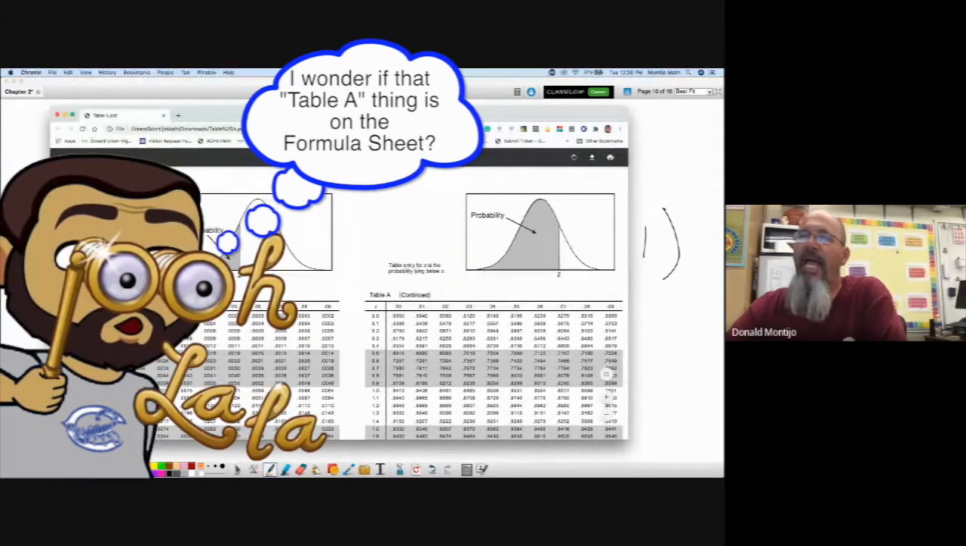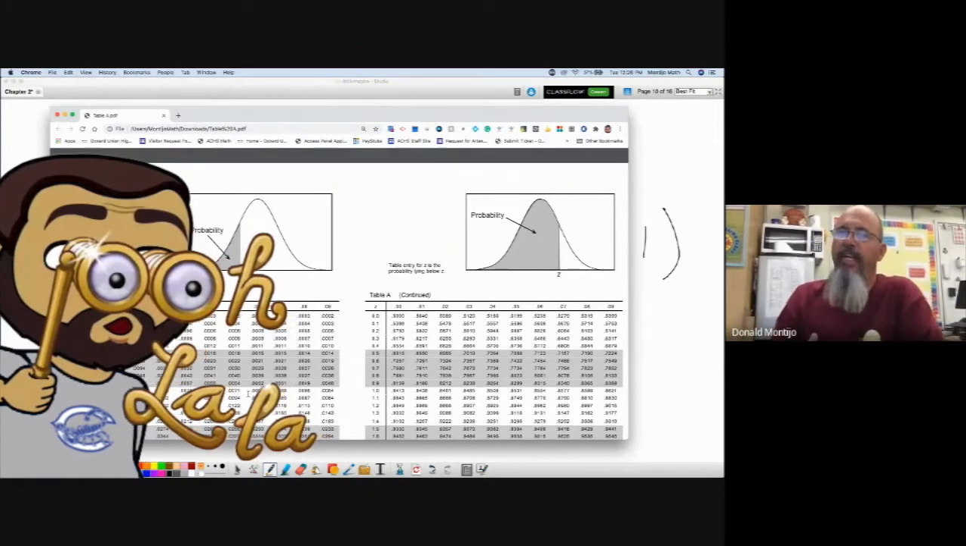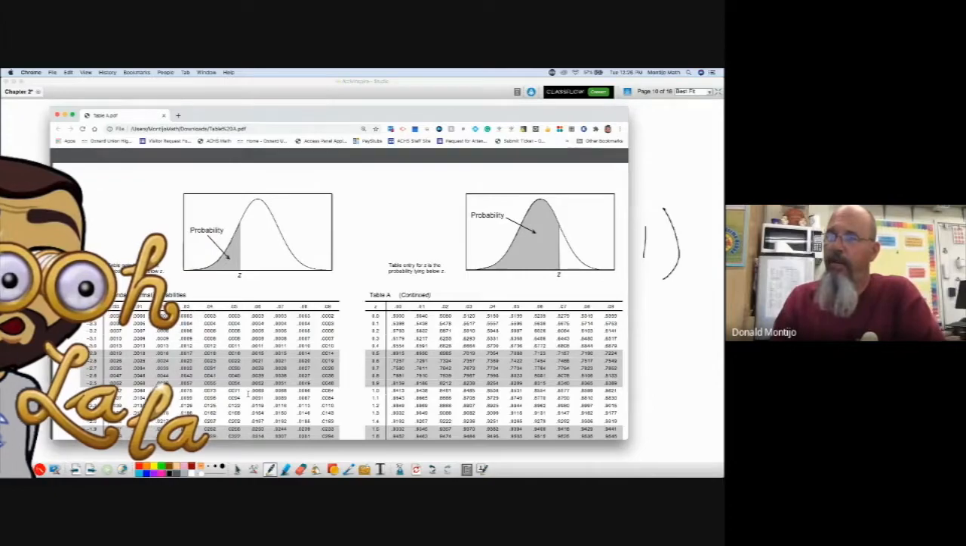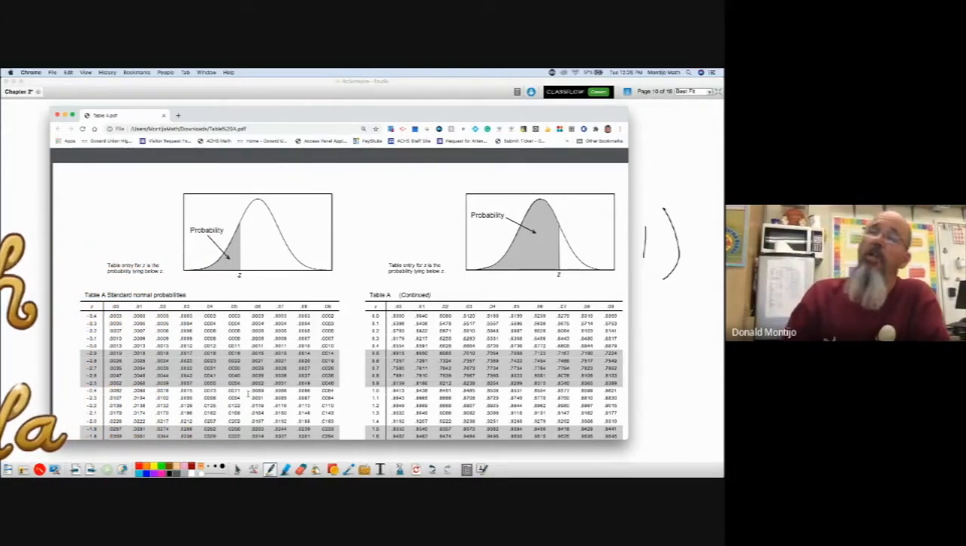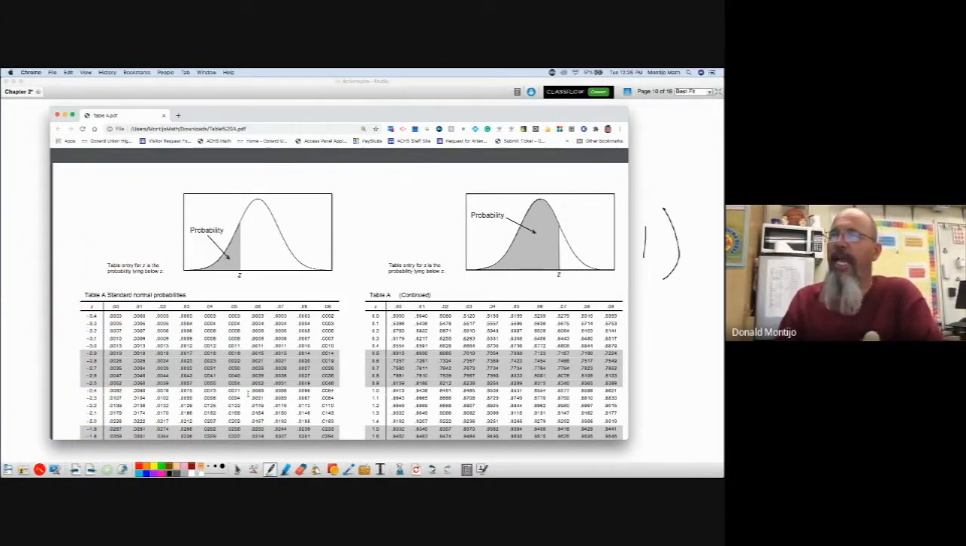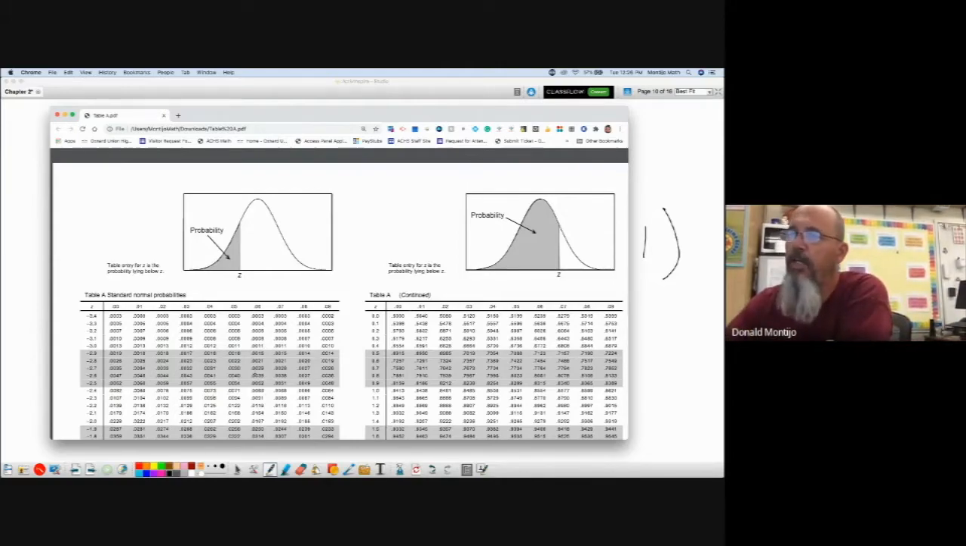This table will answer the percentile or proportion of observations falling below the curve. Remember, percentile is what percent of the observations you are greater than, or what percent of the observations fall less than the value that we're looking at. And that's what table A is going to do for us. It's going to be very, very beneficial.